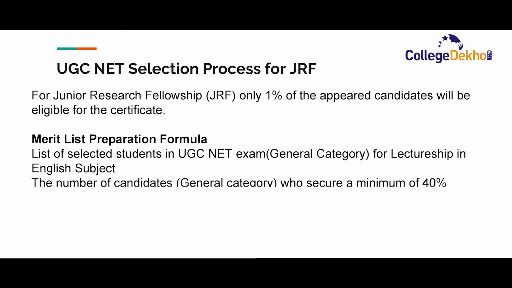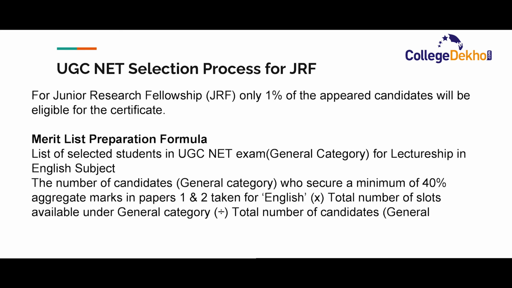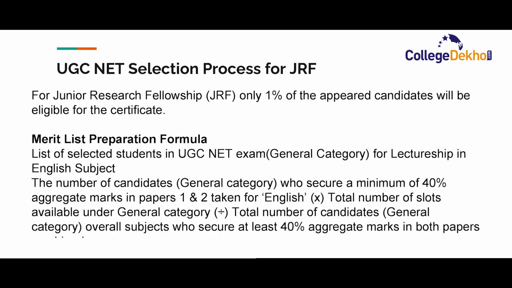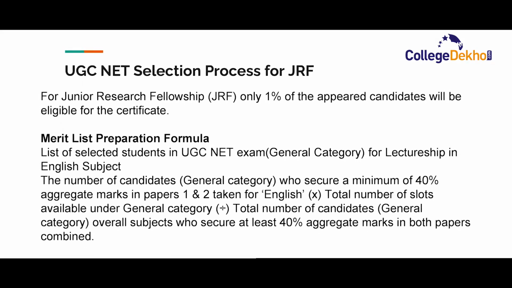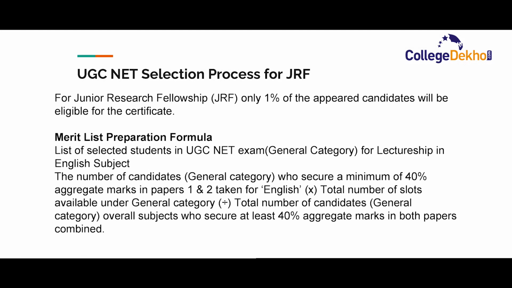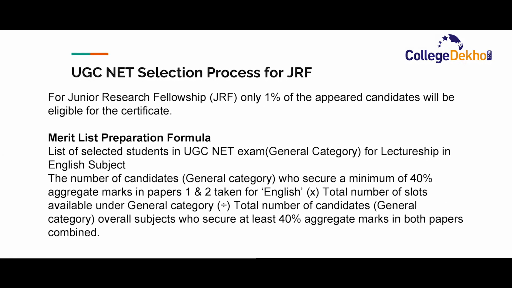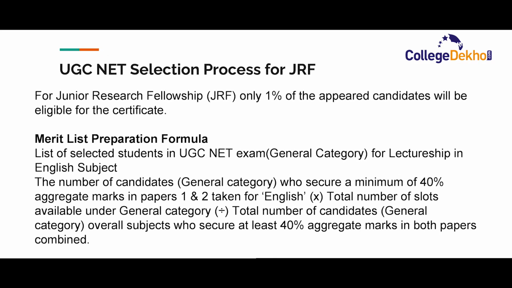The formula is the number of candidates from general category who secured a minimum of 40% aggregate marks in paper 1 and 2 taken for English into total number of slots available under general category divided by total number of candidates from general category, overall subjects who secured at least 40% aggregate marks in both the papers combined.